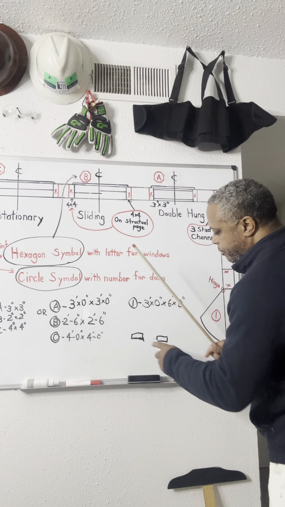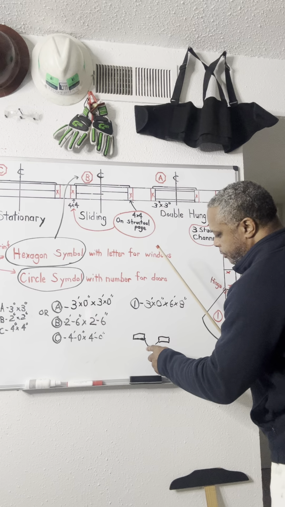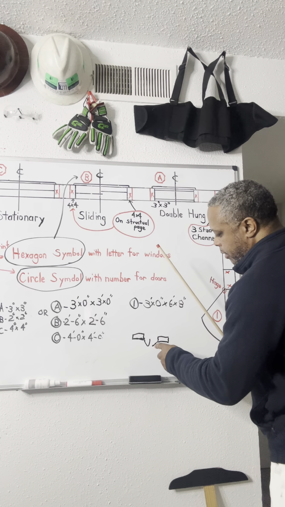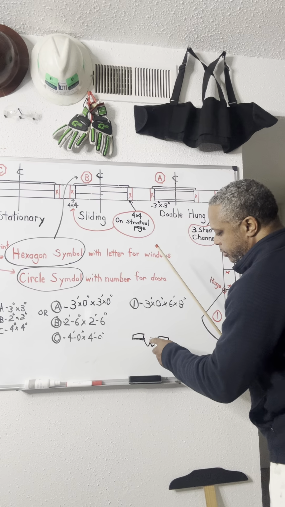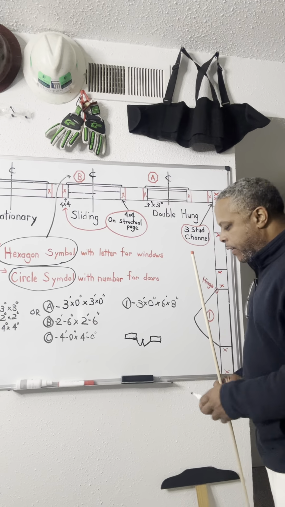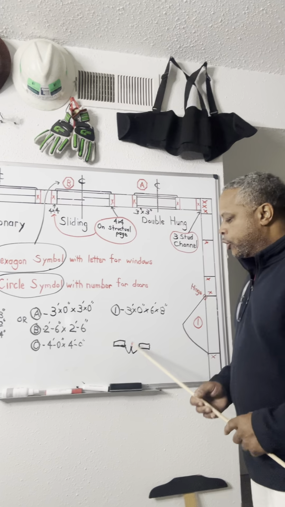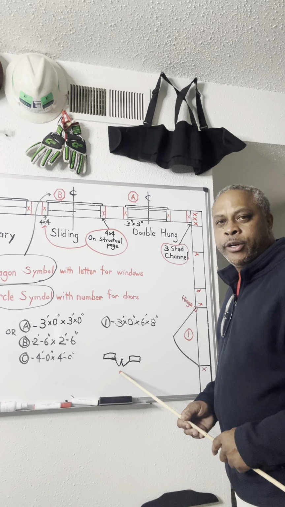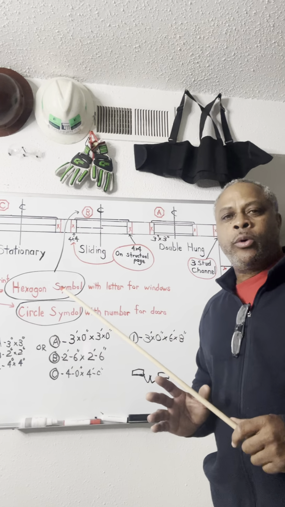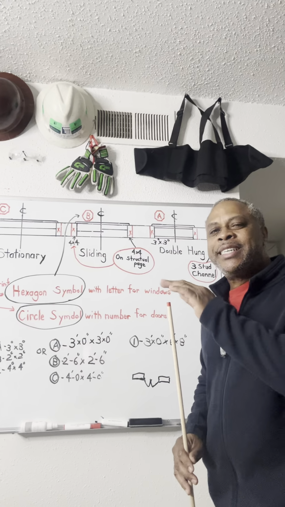They will meet in the middle, just like that. They will meet in the middle. So that's where you can identify that it is a double door. It's still going to have a number. And on the window schedule, you're still going to see the size of the window.